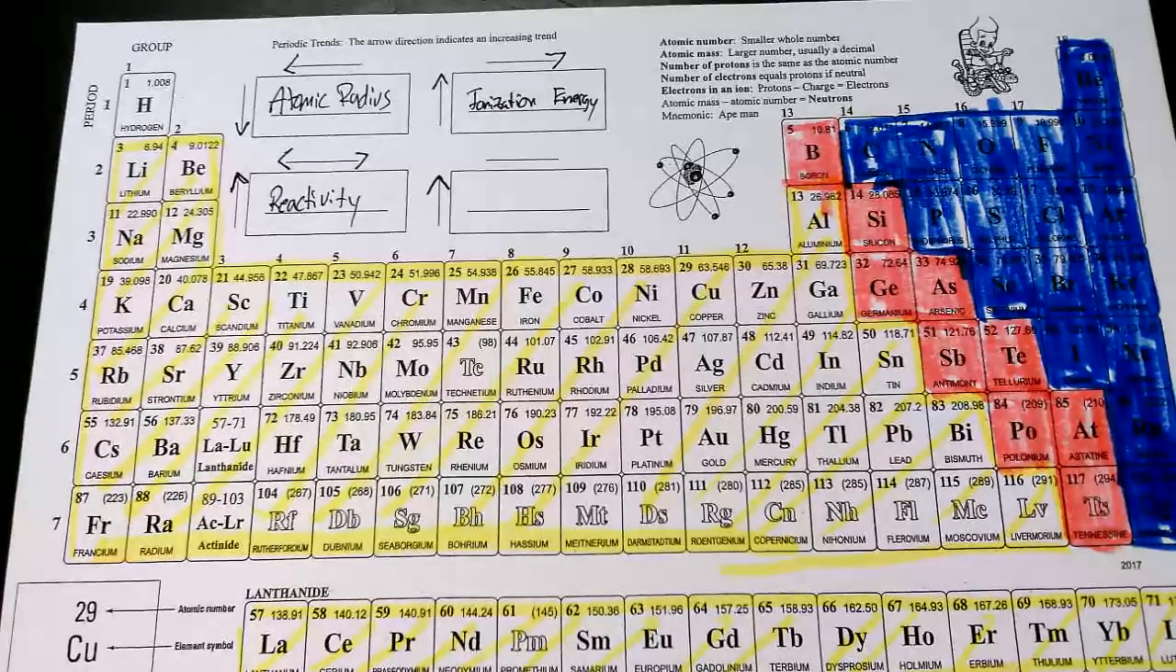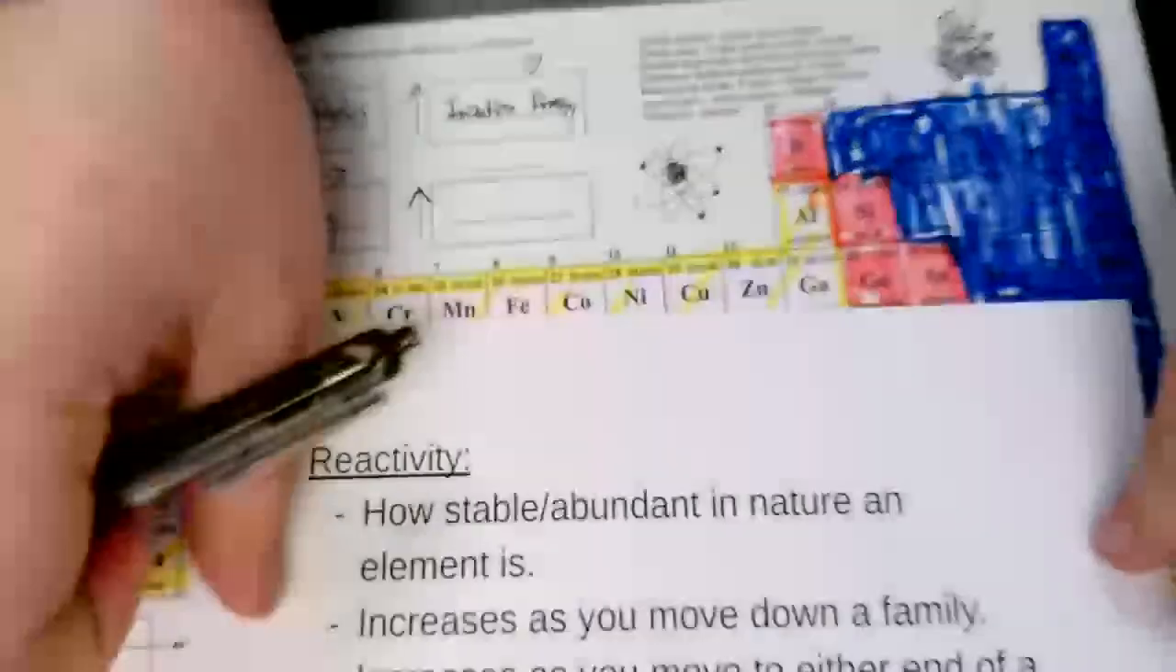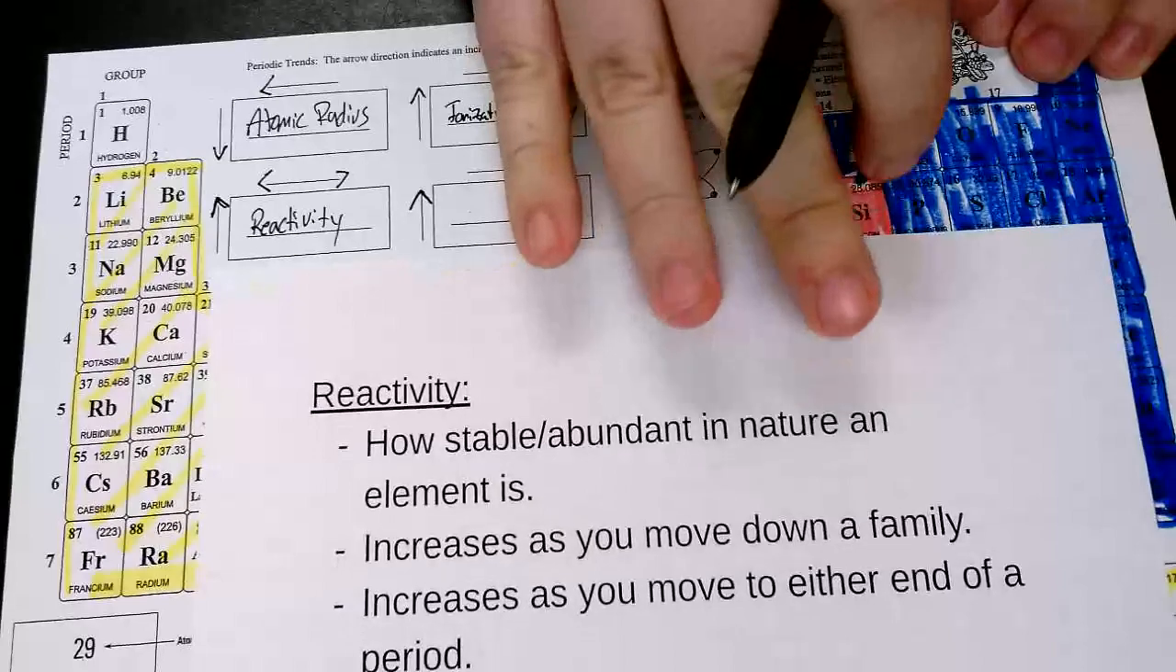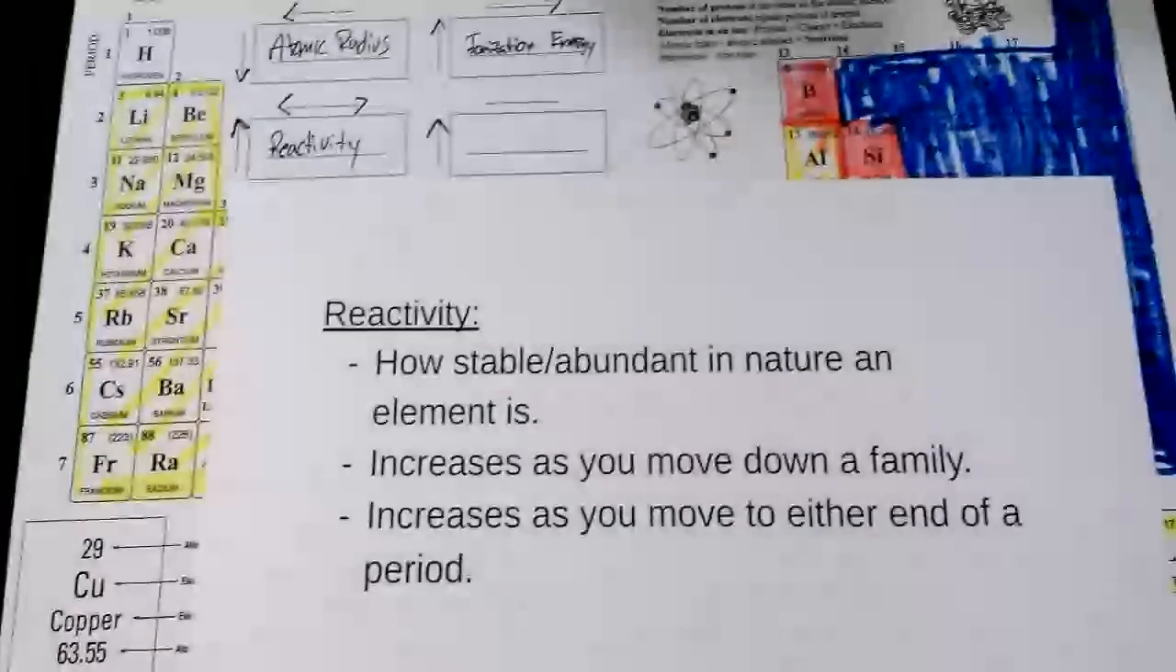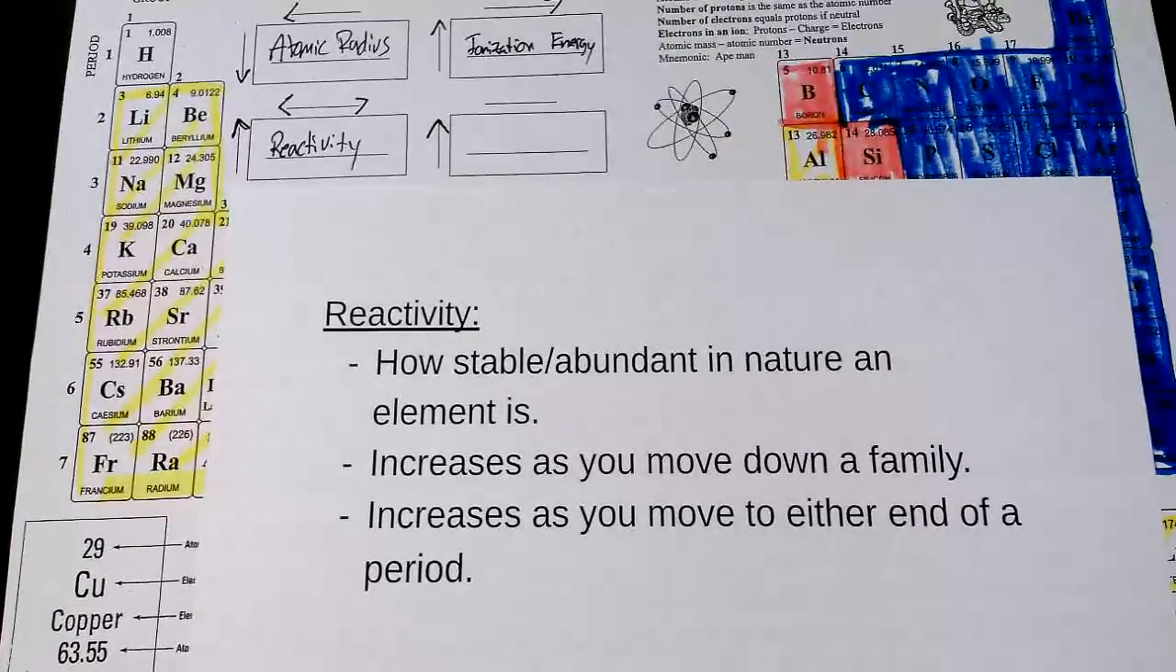So here's how we define reactivity. Reactivity is how stable or abundant in nature an element is. It increases as you move down the family, and it increases as you move to either end of the period.